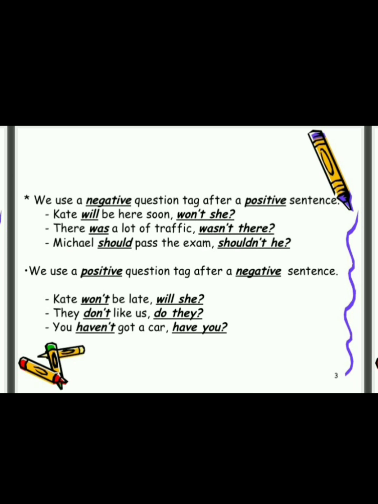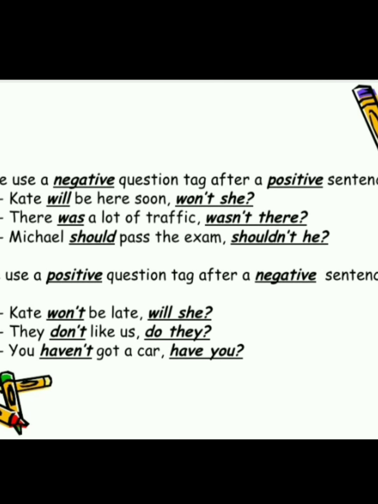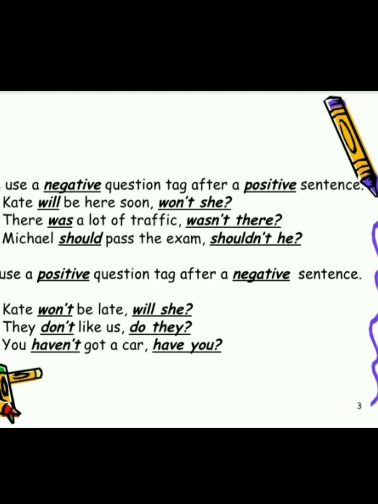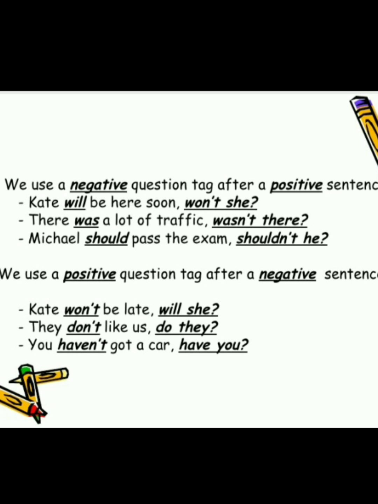We use a negative question tag after a positive sentence. If the sentence is positive, the question tag at the end will be what? Negative. Kate will be here soon, won't she? There was a lot of traffic, wasn't there? Michael should pass the exam. See, this is positive, but the question tag at the end will be negative. Shouldn't he means should not he. Once not is added, it becomes negative.